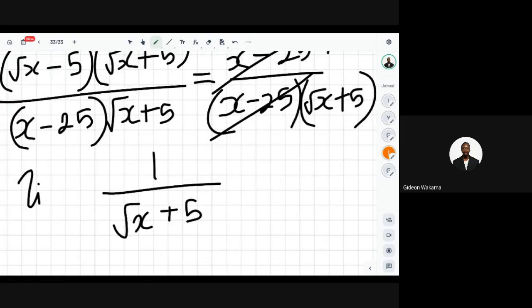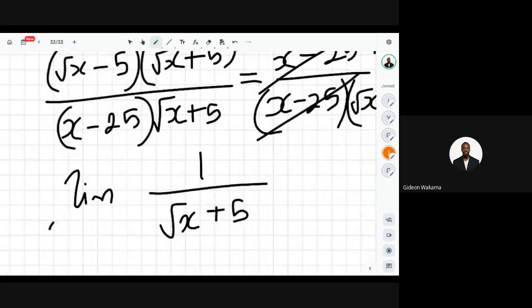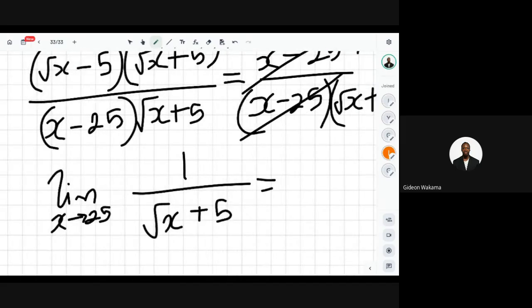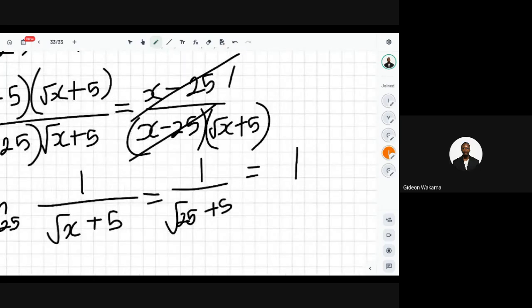Remember the limit approaches what? 25, right? So as x approaches 25, I got 1 over root 25 plus 5. And that is equal to 1 over 5 plus 5. And that is 1 over 10. That's our answer.